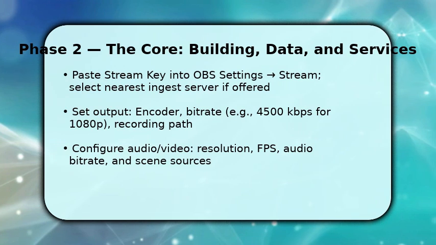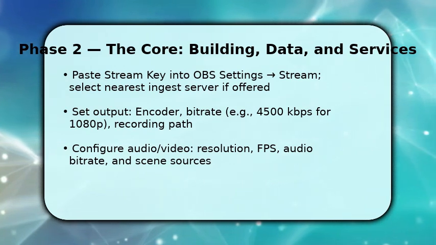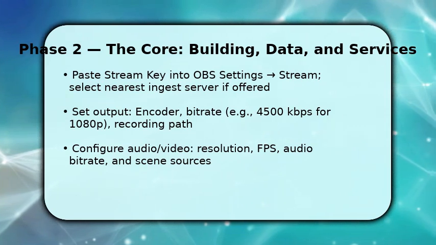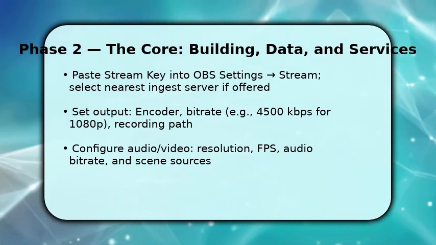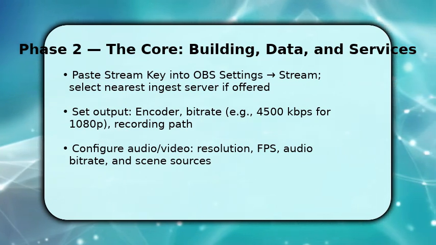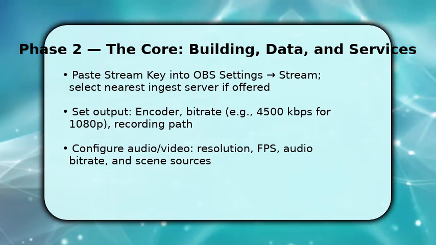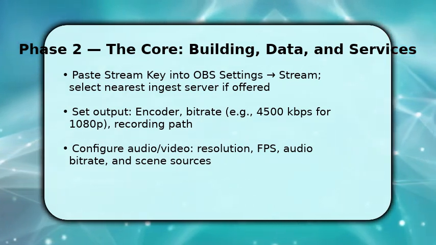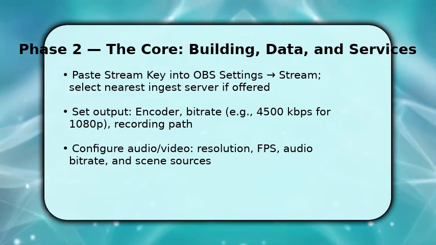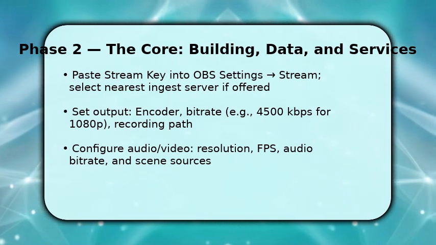Next, go to output settings. Choose an encoder, set bitrate for 1080p, try around 4500 kbps, and confirm your recording path. Then adjust video and audio. Pick your base and output resolution, set FPS, and tune audio bitrate so voice is clear. Also verify your scenes and sources are active. They determine what viewers see.